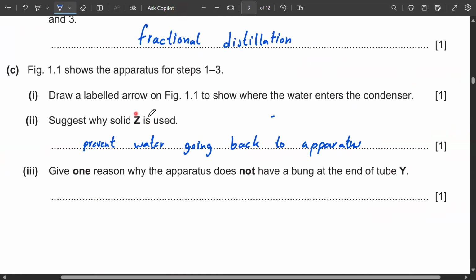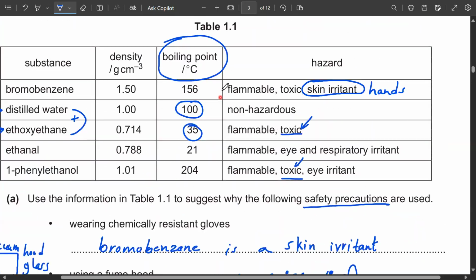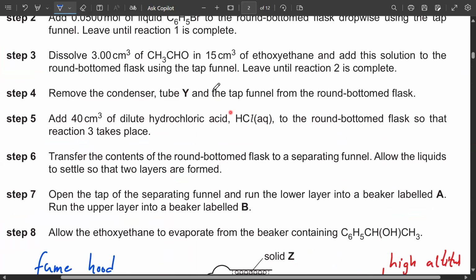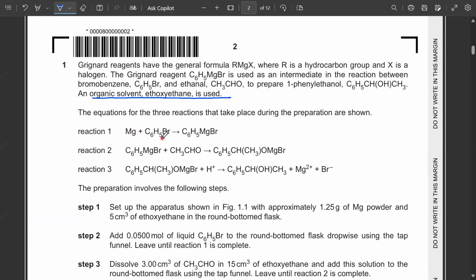Then part three. Give one reason why the apparatus does not have a bung at the end of the tube. Why? Okay, basically we have this apparatus, and in this apparatus there are multiple reactions being carried out, in these three different reactions, and every reaction has different chemicals being used.